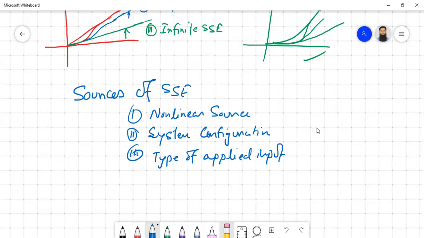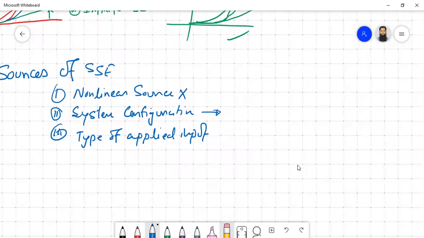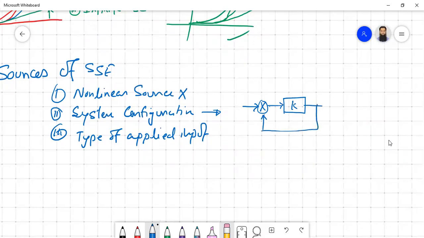Okay, so this one is beyond our scope, and let us try to explain whether it will be understandable or not. Let's see. Say we have a unity feedback control system, and the forward path transfer function is K. So this is the scenario we have.